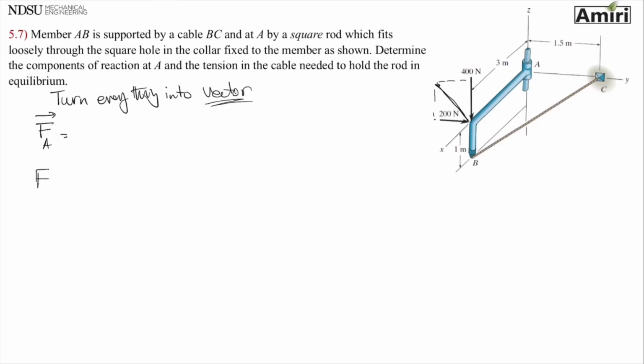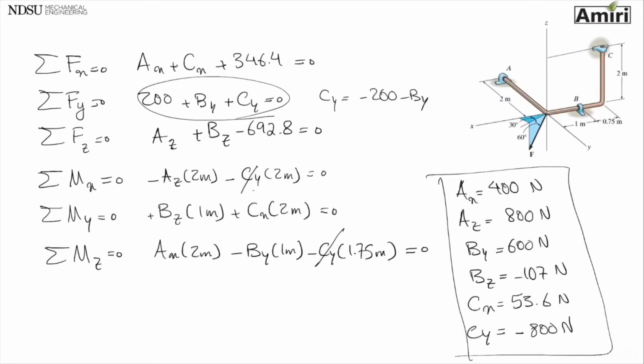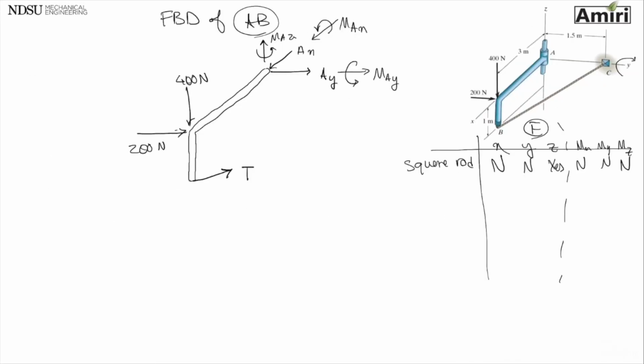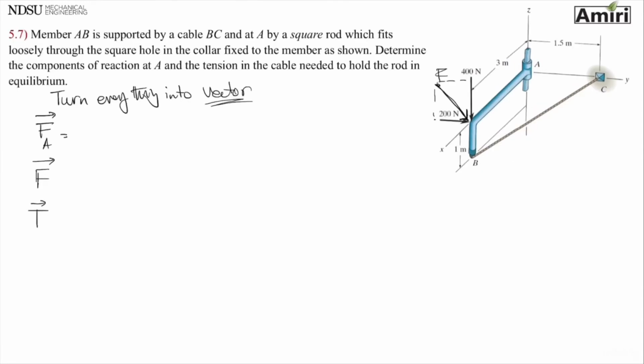This one I'm just going to call it F. And we are going to have a tension. Okay, force at A is AX and AY. So it's going to be AXI plus AYJ newtons.